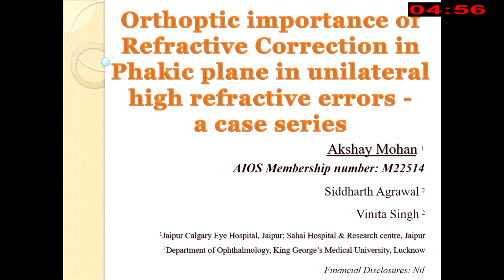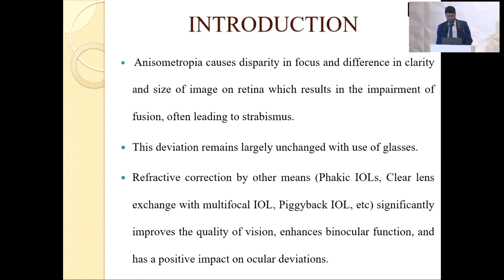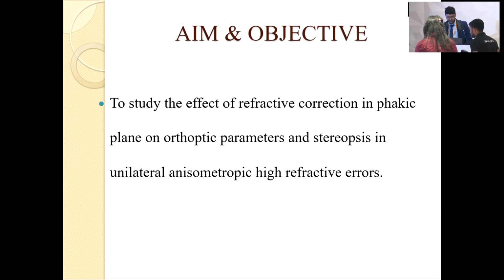I'm going to present about the orthoptic importance of refractive correction in phakic plane in unilateral high refractive errors, a case series. As we all know, anisometropia causes disparity in focus and difference in clarity and size of image on the retina, which results in impairment of fusion, often leading to strabismus. This deviation remains largely unchanged with the use of glasses, but with refractive correction by other means like phakic IOLs, clear lens exchange with multifocal IOLs, piggyback IOLs, etc., this significantly improves the quality of vision, enhances binocular function, and has a positive impact on ocular deviations.